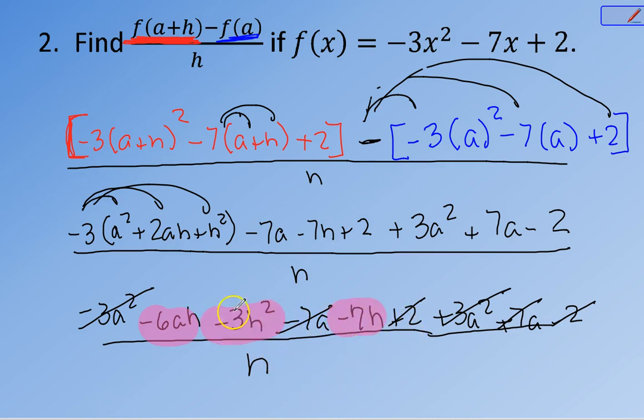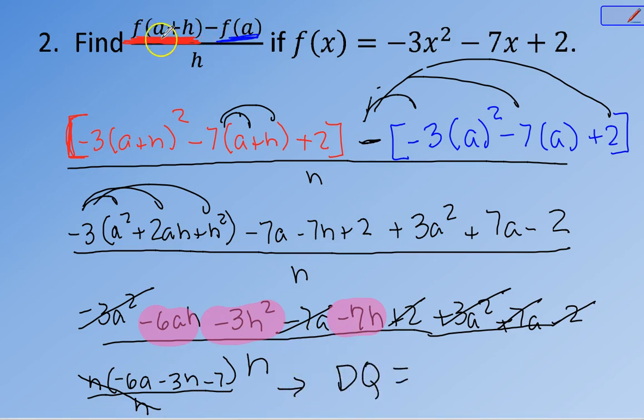What do they all have in common? An h. So let's factor out that h. So that would be h times -6a minus 3h minus 7. Close up parentheses. I'm out of room, so I'm really squeezing it in. All over h. Cancel the h because we're simplifying. And let's go to our last step. The DQ, that was the DQ again. That's the difference quotient, this guy up here. Sometimes they're x's, sometimes they're a's. And the answer is -6a minus 3h minus 7.